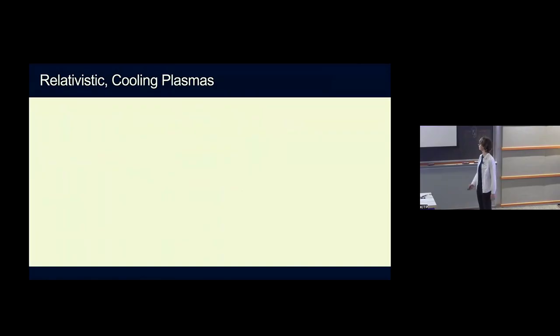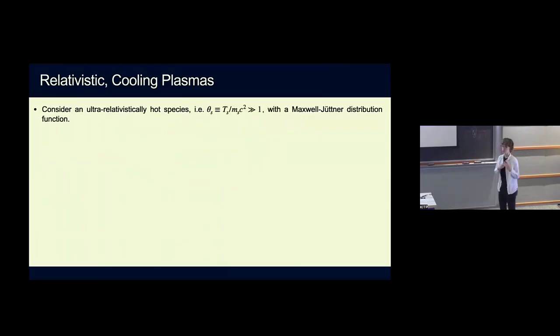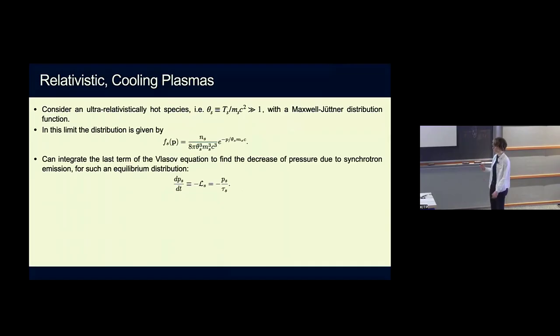So let's kind of start easy. Let's start with some sort of ultra-relativistic Maxwell-Jüttner hot species, right? And, you know, in this limit, this is what this distribution function looks like. So let's go back to our Vlasov equation and integrate the last term to see exactly how the pressure of this relativistic Maxwell-Jüttner is going to vary as it cools.